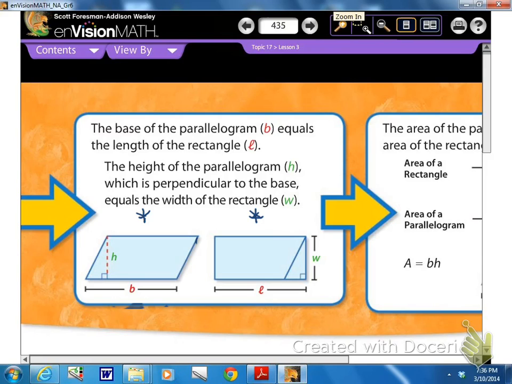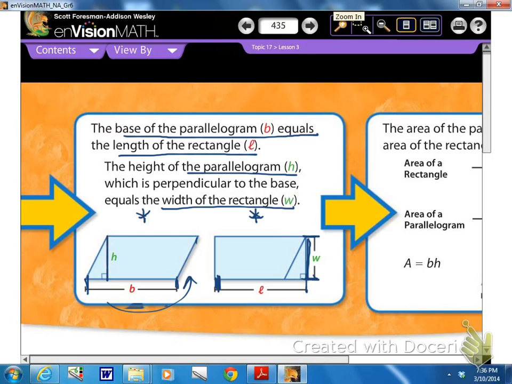And what they're trying to show you here is that the base of a parallelogram equals the length of a rectangle. So from here to here, it's the exact same distance as if I take that piece and I move it over here, the length from one end to the other. And the height of the parallelogram, right here, is equal to the width of the rectangle, from here to here. So let's look over to the right.